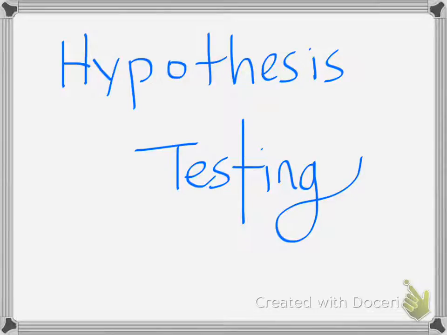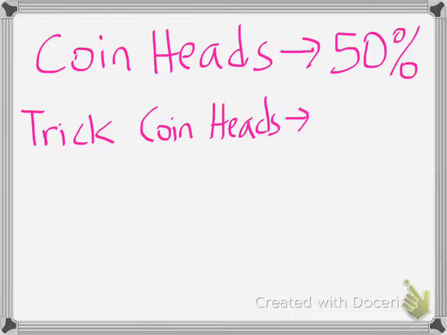So let's talk about hypothesis testing and what exactly it is. Let's look at an example of a coin. Coins in general, their probability of getting heads is 50%. Now, I want a trick coin. I would like to have a coin where I can get heads more often so I can win bets.